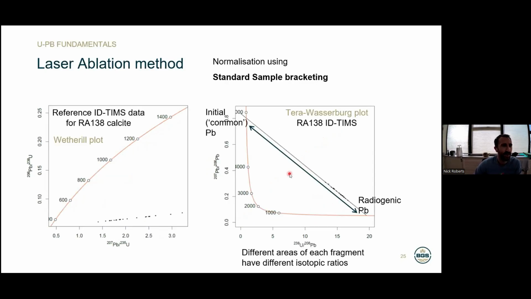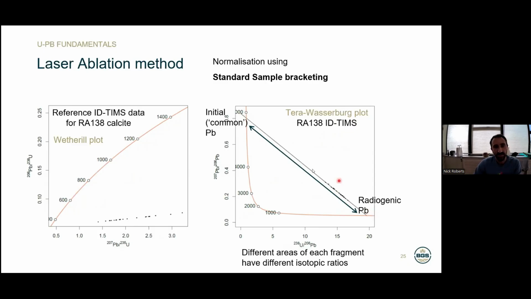So for carbonates, and for other minerals that incorporate common lead, we tend to plot them on a different diagram. This is the Wetherill plot on the left, and what we tend to use is what's called the Tera-Wasserburg plot. Here we have different axes: the uranium-lead ratio on the x-axis, and the lead-lead ratio on the y-axis. These diagrams are actually quite simple to read. Essentially, the initial lead composition is going to fall on the top left, and the radiogenic lead, the lead that comes from the decayed uranium, is going to fall to the bottom right.